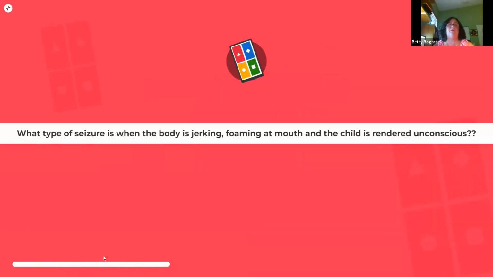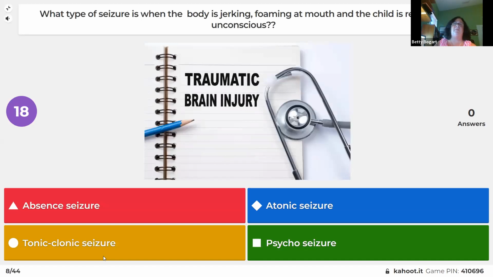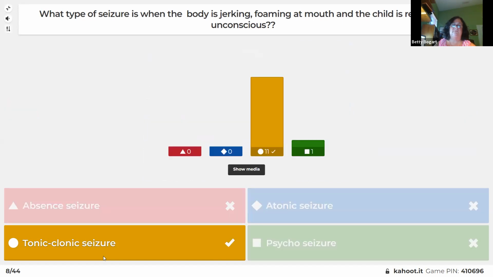What type of seizure is when the body is jerking, foaming at the mouth, and the child is rendered unconscious? Well, this isn't a febrile seizure. This is a child who has a seizure problem. Something's going on. And it's called a tonic-clonic. So that's like full body if you look at it, okay? Tonic-clonic seizures.